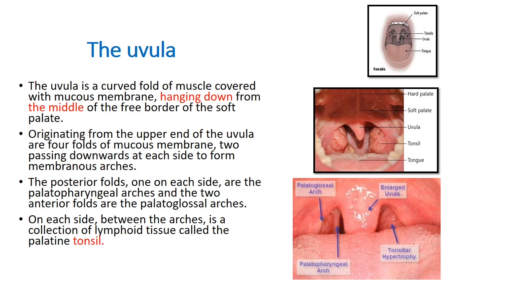Originating from the upper end of the uvula are four folds of the mucous membrane. Two folds pass downwards at each side to form a membranous arch. Okay, the posterior folds on each side are the palatopharyngeal arches, that is near the pharynx, and the two anterior folds that are near the tongue are the palatoglossal arches. On each side between the arches is a collection of lymphoid tissue, that is called the palatine tonsil. Between two arches there is a palatine tonsil.